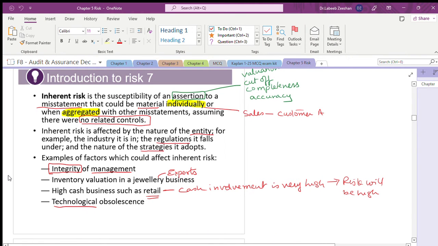What do we have to say about inherent risk? Inherent risk is nothing but when they don't have any related controls. When you don't have any controls, automatically the risk element will increase. We have to make sure how best we are going to work it out.